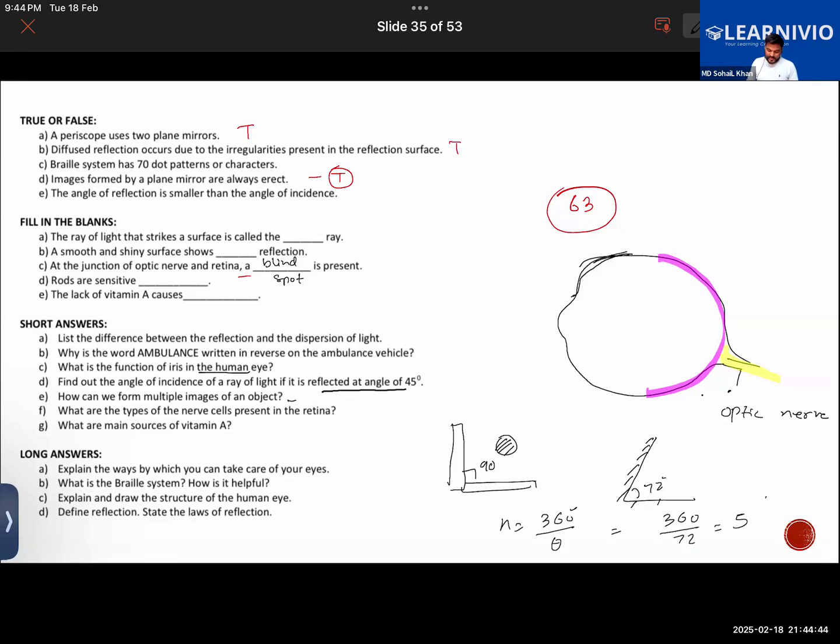But because the n here has come out to be 5, which is an odd value. But in this case, n is 4, which is the even number. So you subtract 1 from it. So 3 images will be formed here. Getting it now? Yes, sir. Okay, good. Now move to the next question.